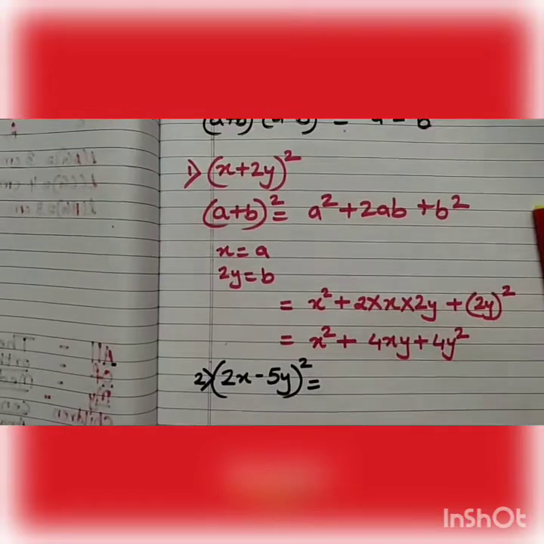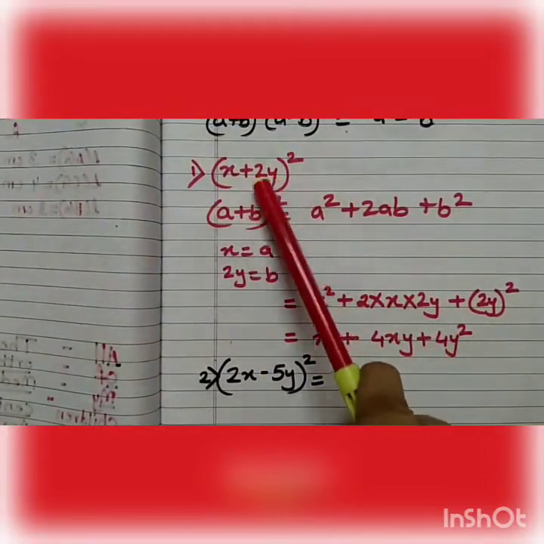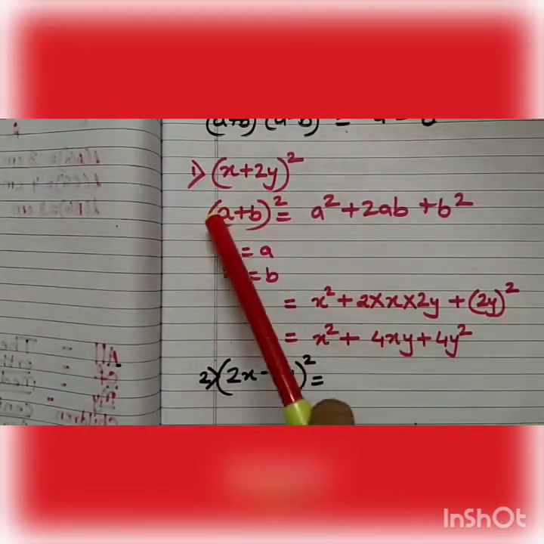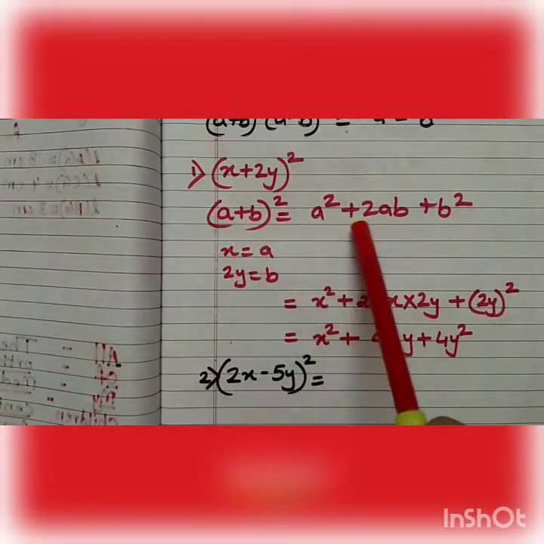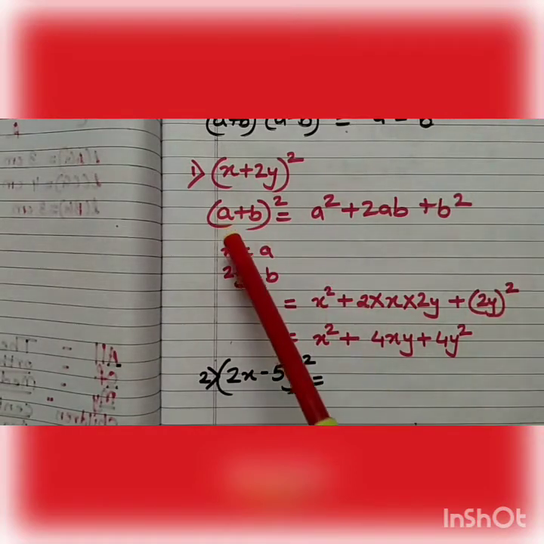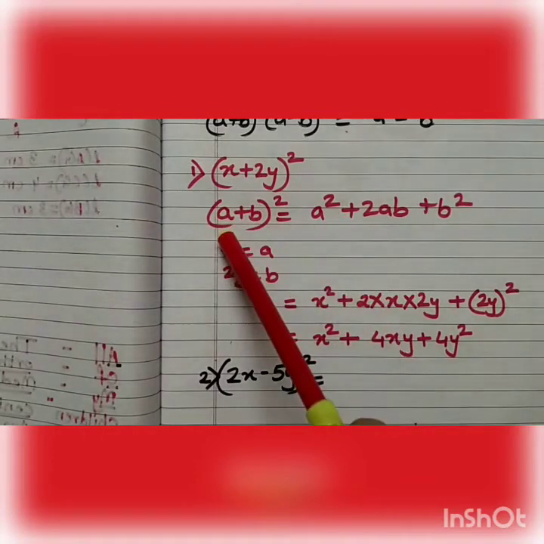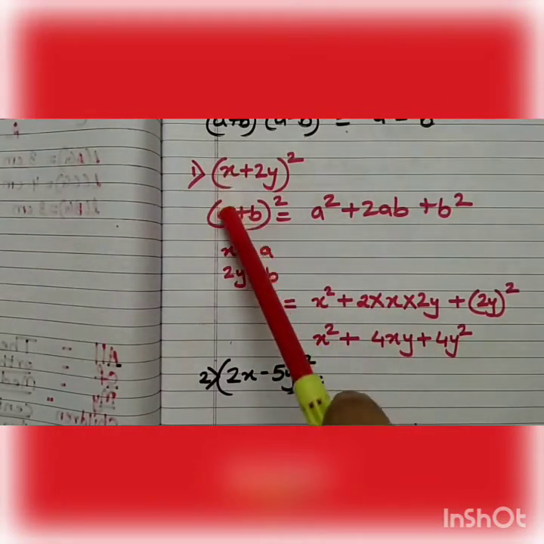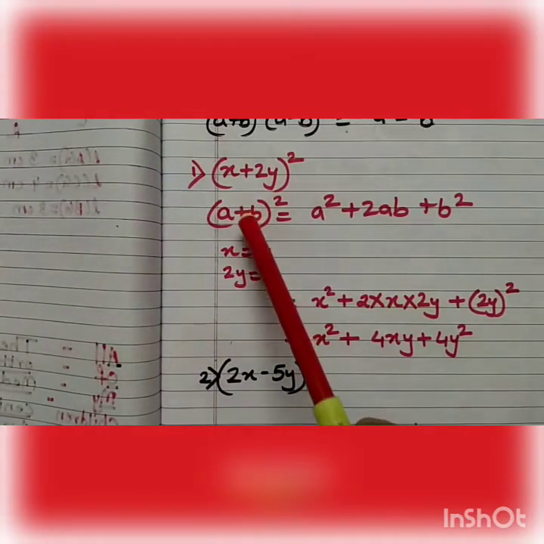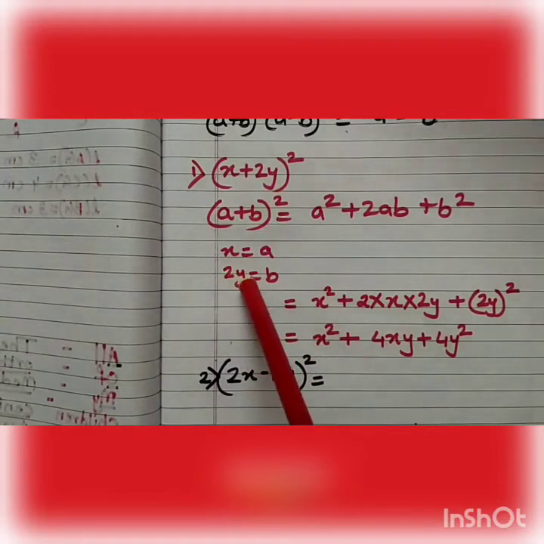The first one is x plus 2y the whole square. Now we are going to use this formula a plus b the whole square. Whenever a sum is given, first you will write the formula. After writing the formula, you will put the proper values. Now in this formula we have a, but in the sum what is in place of a? It is x. So we will write x is equal to a. Similarly, in the formula b, what is there in place of b? 2y. So 2y is equal to b.